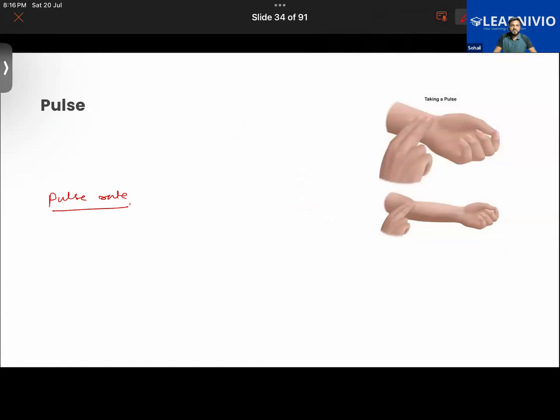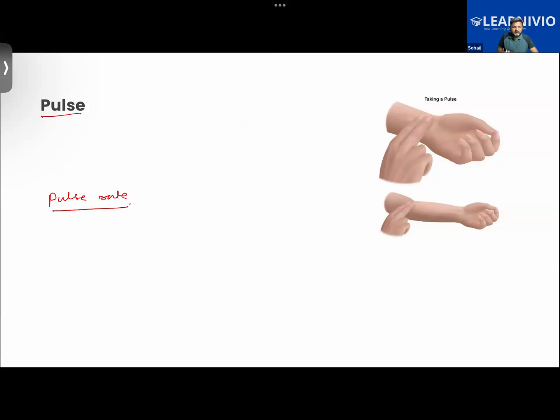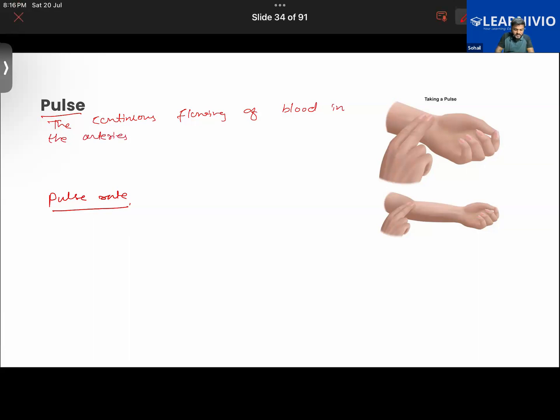So in the case of pulse, you will be writing the following points. You'll write down the continuous flowing of blood in the arteries. Why are we talking about arteries, you understand, no? Because the pumping of blood usually happens in the arteries only. That's why we are talking about arteries only and not about the veins.